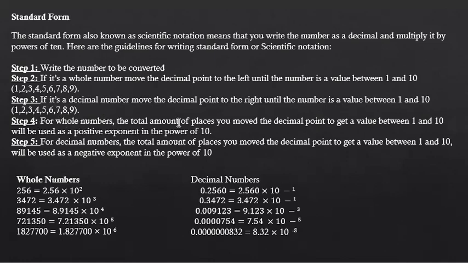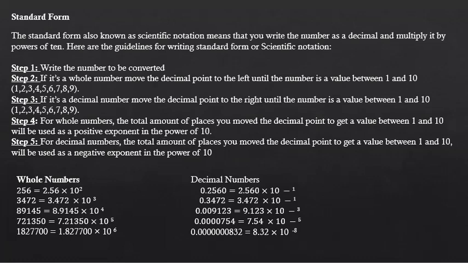For whole numbers, the total number of places you move the decimal point to get a value between 1 and 10 will be used as a positive exponent or power in the power of 10. And step 5, for decimal numbers, the total number of places you move the decimal point to get a value between 1 and 10 will be used as a negative exponent in the power of 10.